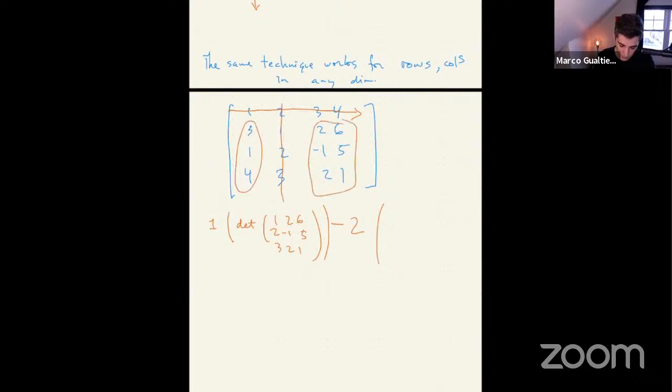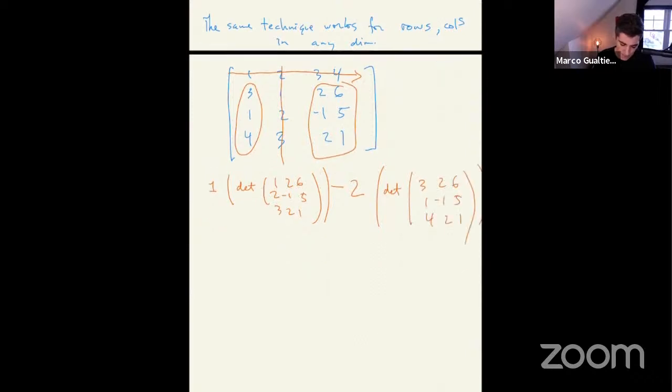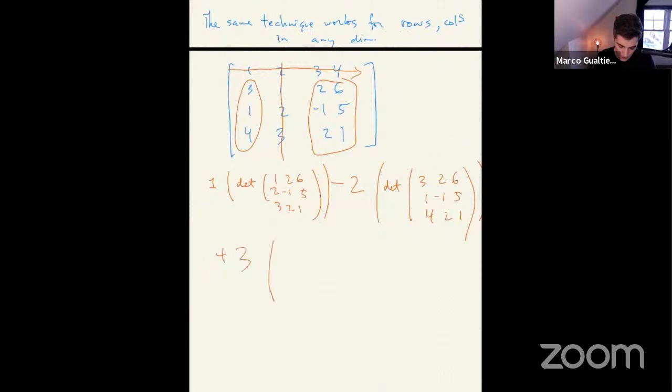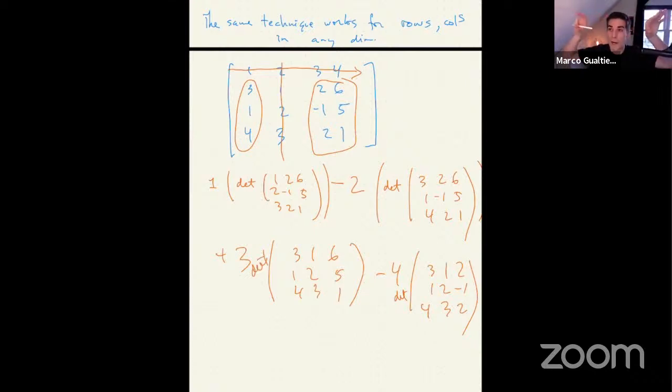this 3 by 3 submatrix. Right? Plus 3 times 3, 1, 6, 1, 2, 5, 4, 3, 1. And then minus 4 times 3, 1, 2, 1, 2, minus 1, 4, 3, 2. Okay. And then you have expanded it in terms of 3 by 3 matrices, and then each of the 3 by 3 matrices you could expand in the same way. You could recursively compute these determinants.